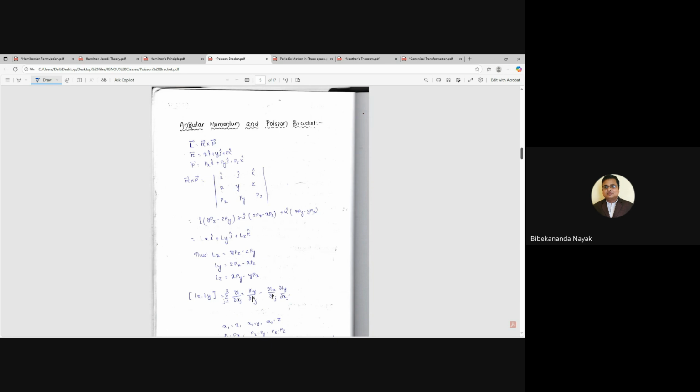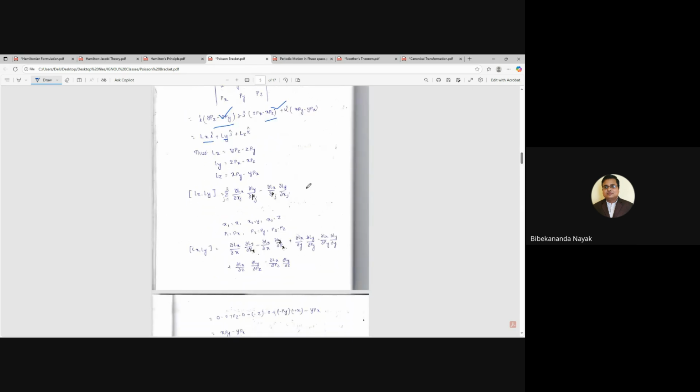Now angular momentum and Poisson brackets. The angular momentum L is equal to r cross p. If we calculate the components of the cross product in terms of a determinant, we get i(y pz − z py) + j(z px − x pz) + k(x py − y px). These terms are Lx, Ly and Lz. If you take the Poisson bracket of Lx and Ly, using the formula, we find it is nothing but Lz.